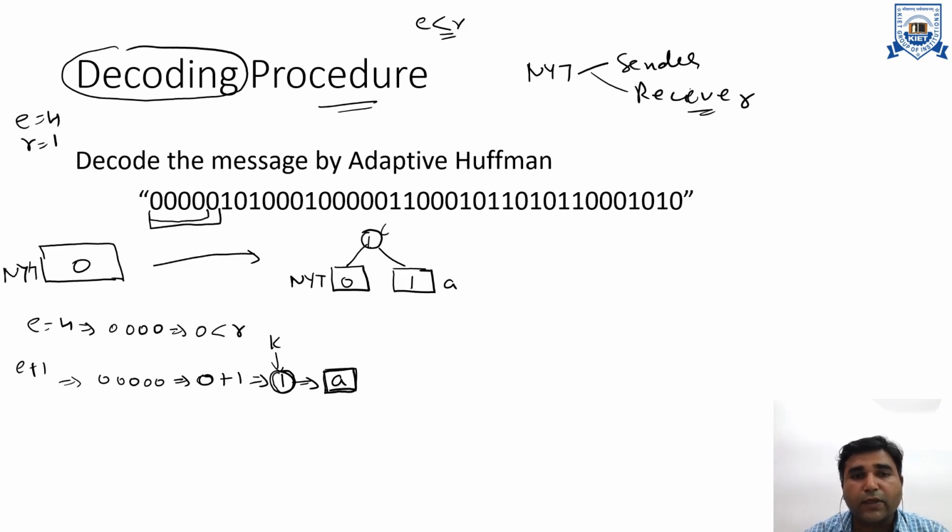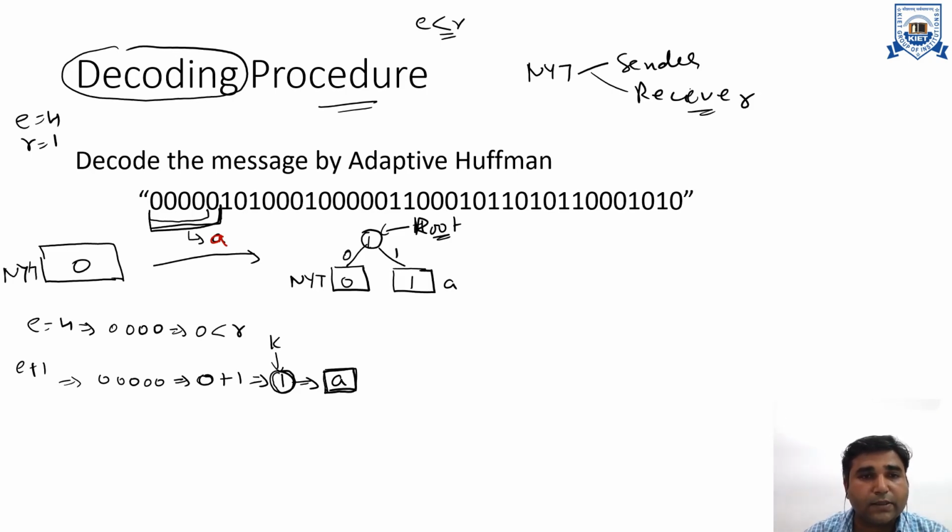Here this node is called the root node. Now we can assign the weights 0 and 1 to the branches. At this particular moment, these first five bits represent the alphabet A.